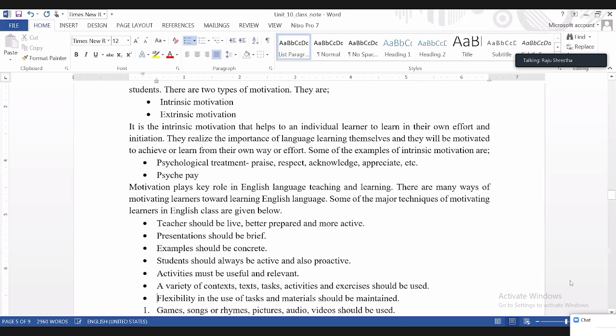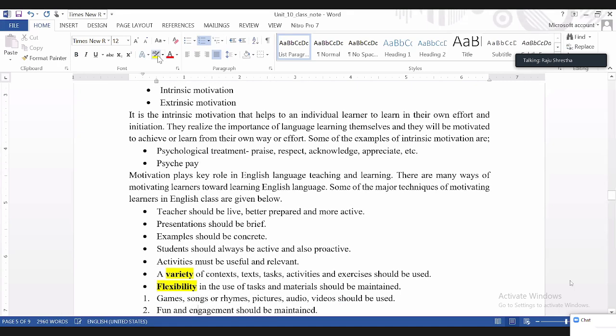Then another one is flexibility. Variety is a very important part in English language teaching. Then flexibility is another part. This variety and flexibility are necessary to create in English class. So how do we create variety? Using different contexts, using different texts, using different tasks and activities which are not given in the textbook. If we think from the supplementing perspective, then we can create variety in the classroom.